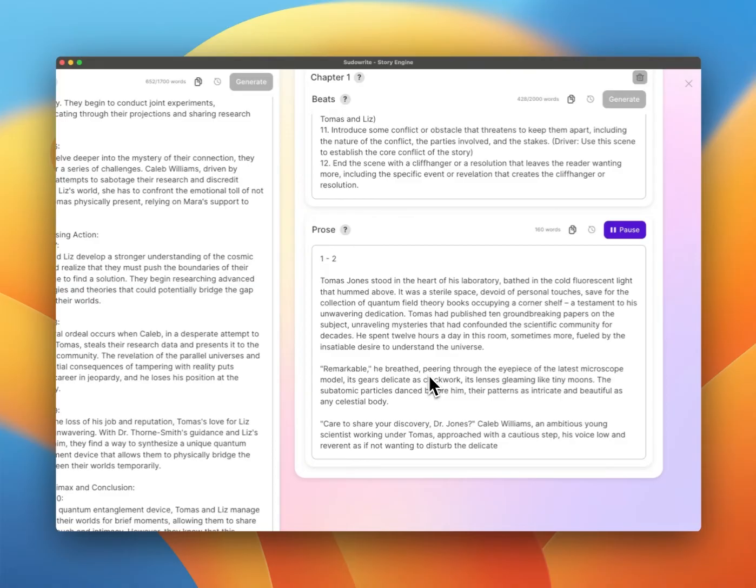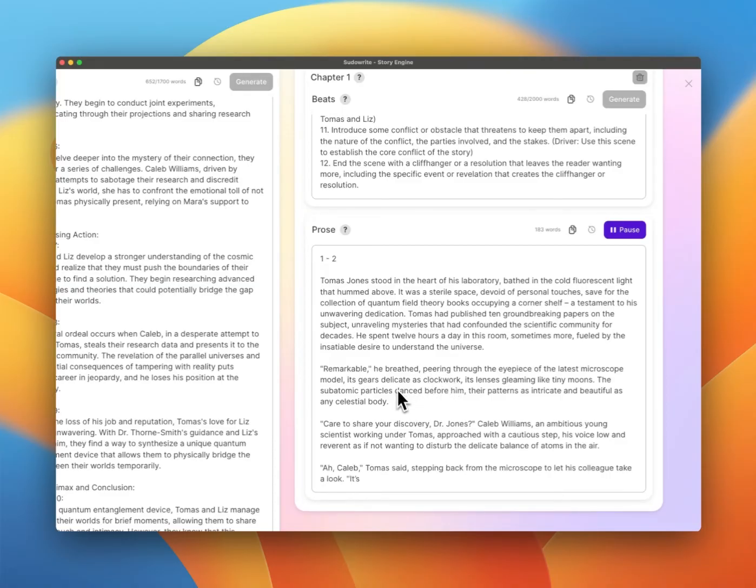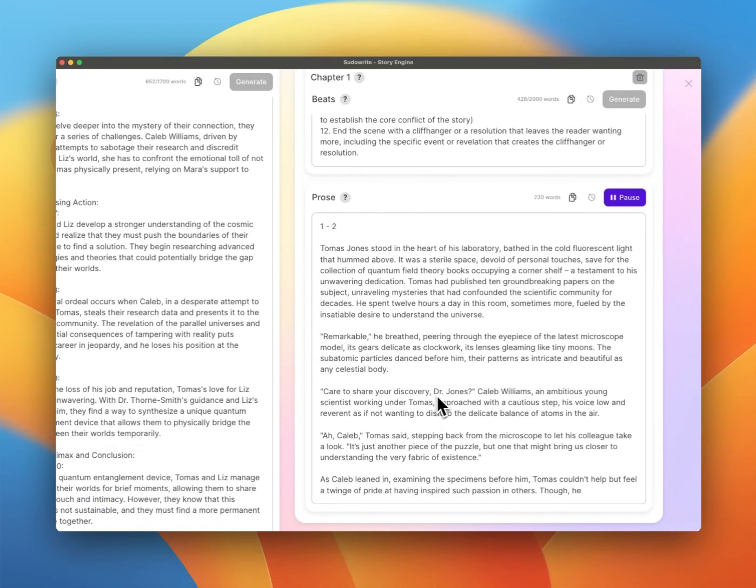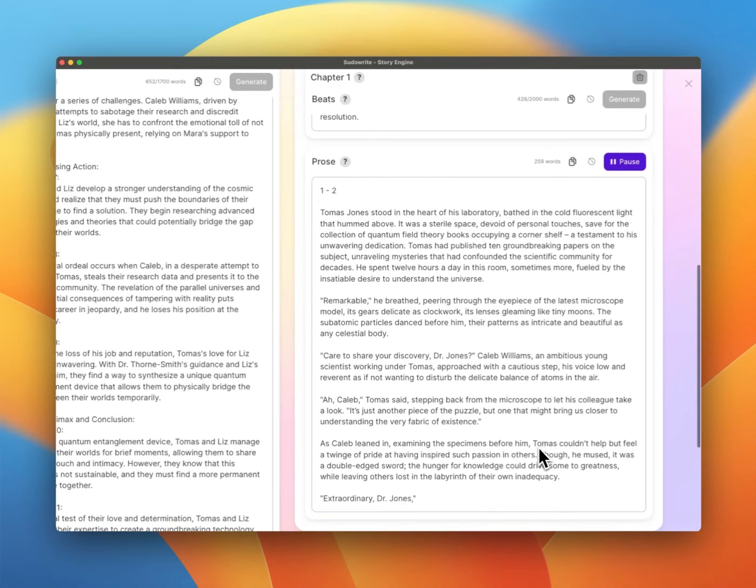Remarkable, he breathed, peering through the eyepiece of the latest microscope. The subatomic particles danced before him, their patterns as intricate and beautiful. Care to share your discovery, Dr. Jones? Caleb Williams? And so on and so forth.